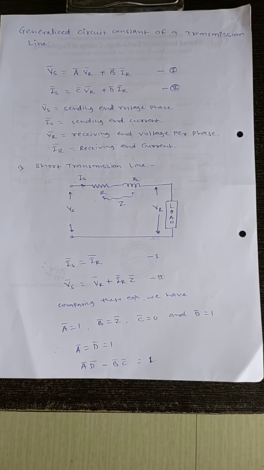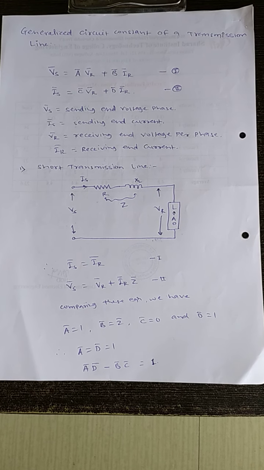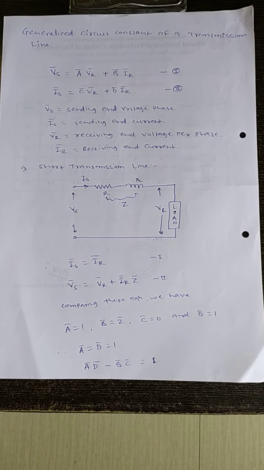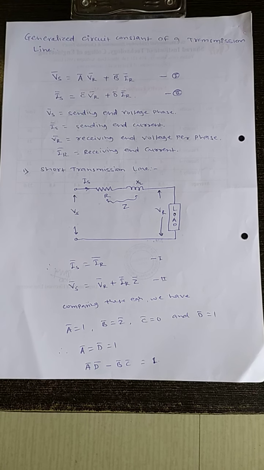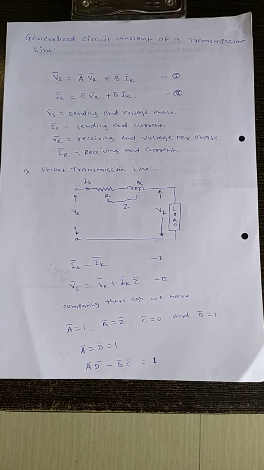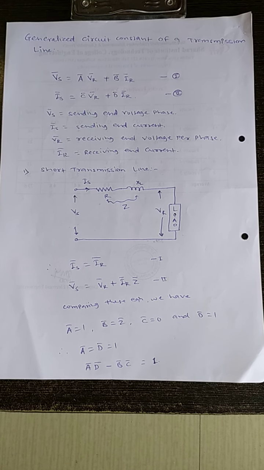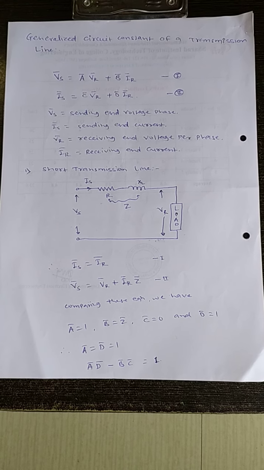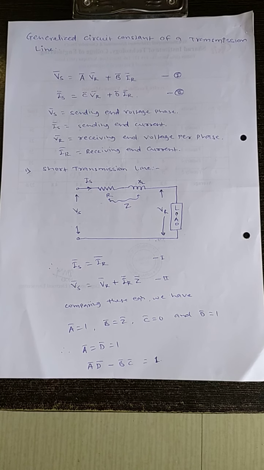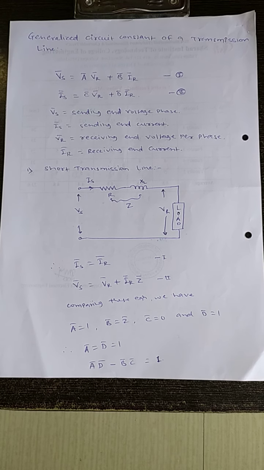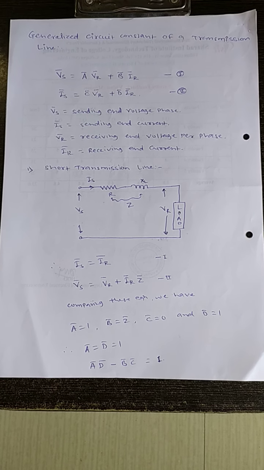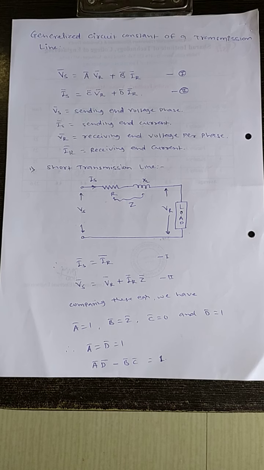Then we have to find the ABCD parameters of the short transmission line. The image shows the short transmission line. From the image, we have to find the sending end voltage equation and the sending end current equation. In the image, the sending end current is equal to the receiving end current. Because of that, vector Is is equal to vector IR. This is the first equation.